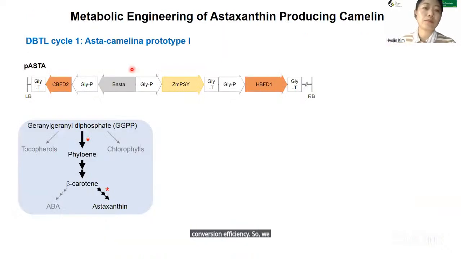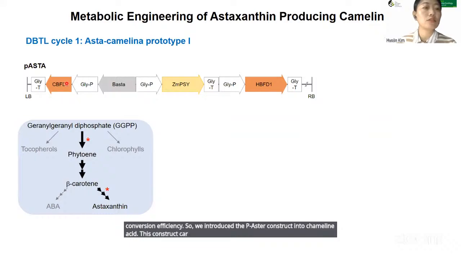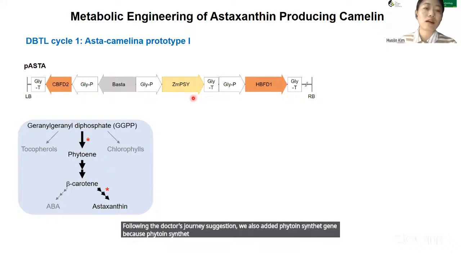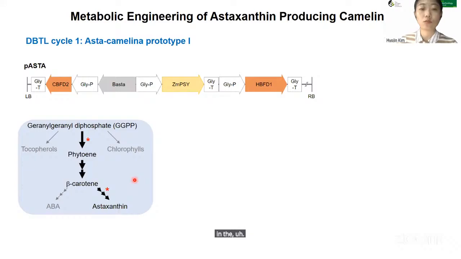So we introduced the P-aster construct into Camelina sativa. This construct carries the Adonis genes CBFD2 and HBFD1 under a seed-specific promoter so that astaxanthin is produced specifically in the seed. Following Dr. Johnathan's suggestion, we also added the phytoene synthase gene, because phytoene synthase is the key control point in the isoprenoid biosynthetic pathway, directing flux toward phytoene, which is the first committed precursor of carotenoids. By boosting this early flux, we expected more efficient astaxanthin production in the seed.